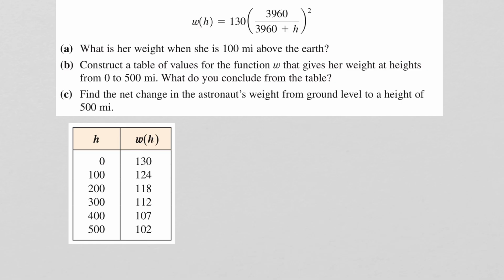And finally, for part C, it says find the net change in the astronaut's weight from ground level to a height of 500 miles. So what is the net change from 0 miles to 500 miles? Well, we know this is going to be W of 500 minus W of 0. Now, W of 500 is in the table here. That's just 102. Minus, and then when you plug in 0, you get her original weight, which was 130. And so this is equal to negative 28.